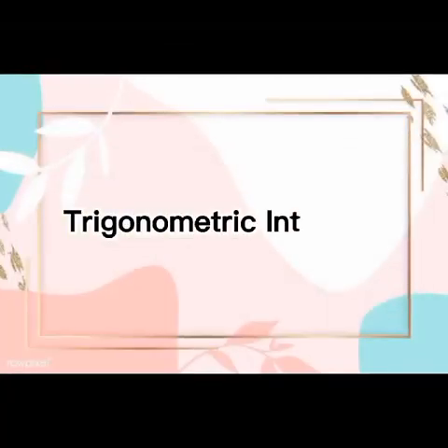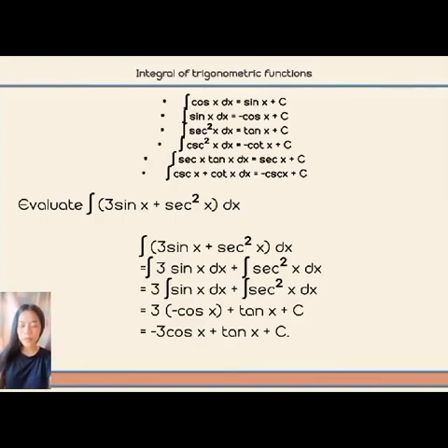So let's move on now to the trigonometric integrals. So let's talk about the formulas first. When we get the integral of cosine of x with respect to x, that is equal to sine of x plus the arbitrary constant c. And when we get the integral of sine x dx, that would be negative cos x plus c. Just always remember, the integral of secant squared x dx would be tangent of x plus c. And the integral of cosecant squared x dx is equal to negative cotangent x plus c.